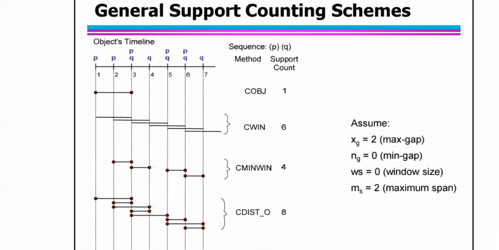Which method do we use, and what is the support count here for PQ? First is COBJ, and its support count is 1. That is one occurrence per object. This method looks for at least one occurrence.